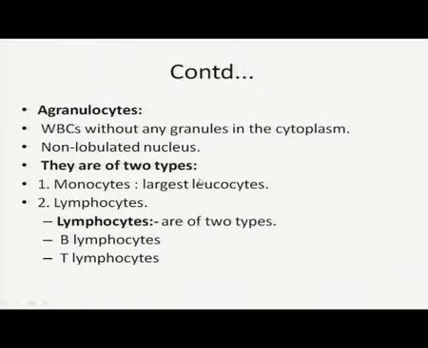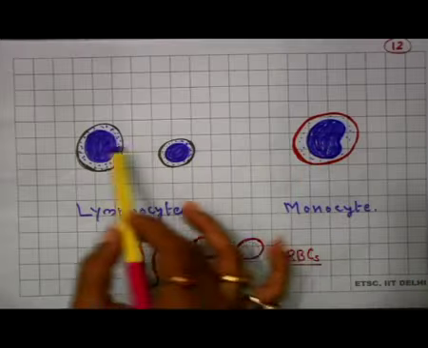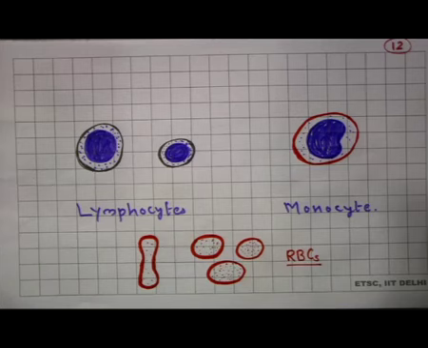Now, coming to agranulocytes. These are the cells that are without any granules in their cytoplasm, granules absent. They have a non-lobulated nucleus. The nucleus is without any lobes. You can see here the different types of agranulocytes.